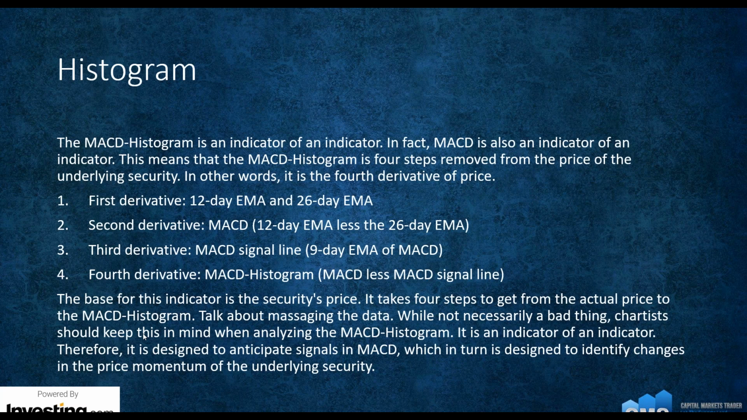So we've actually massaged that data pretty well. And this is why it isn't a moving average crossover strategy, but a lot more defined. It's an indicator of an indicator. Therefore, it is designed to anticipate signals in MACD, which in turn is designed to identify changes in price momentum of the underlying security.